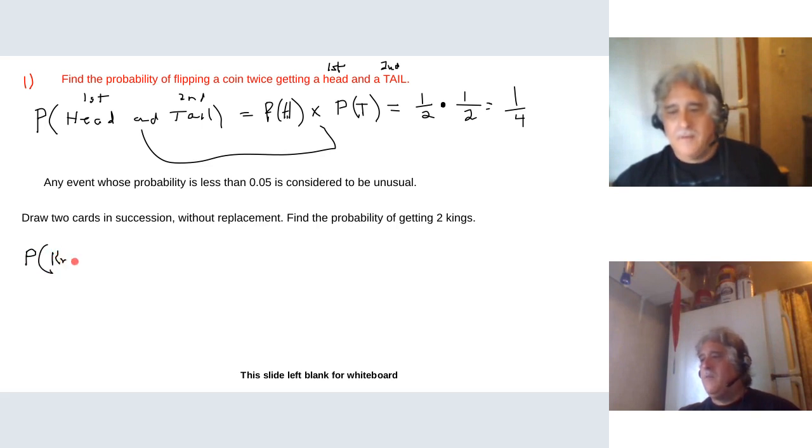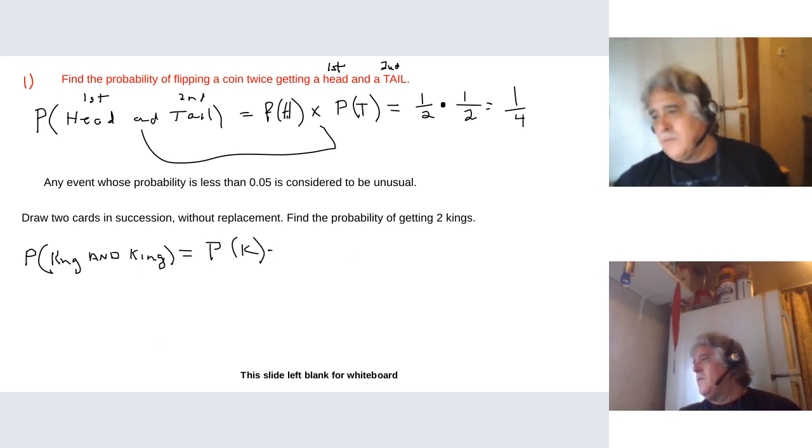King and king. So that's simply going to be the probability of a king times the probability of a king. It's supposed to be a dot for multiplication. All right.